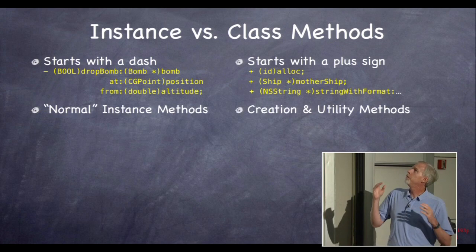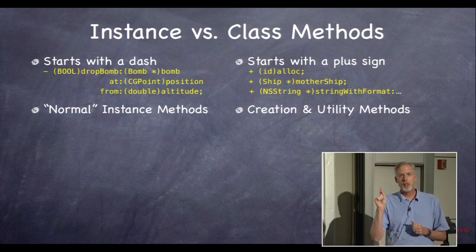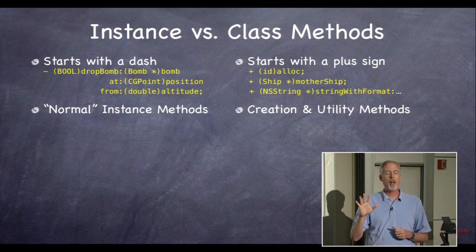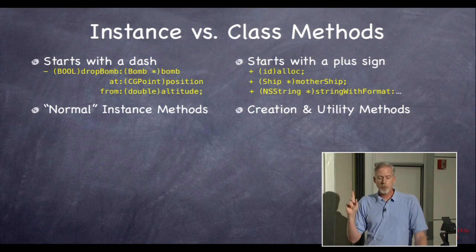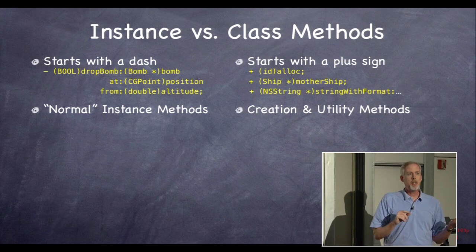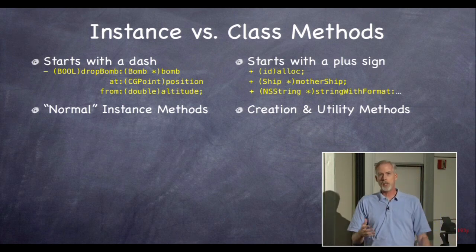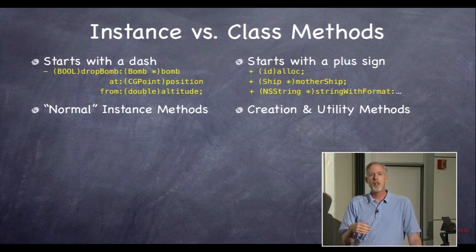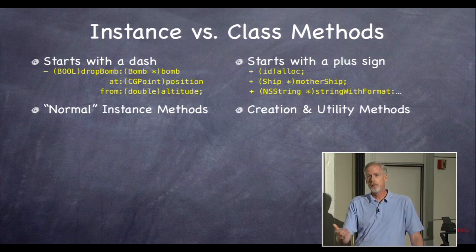Okay, so let's look at these two. Instance methods start with a dash. You see they have the dash on the left. That's all we've defined in the walkthrough, is instance methods. Class methods start with a plus. You can see some examples on the right there. Instance methods are normal everyday methods like you're used to in all other languages, in Java and all that. You send these messages to instances, to objects, and they implement them.